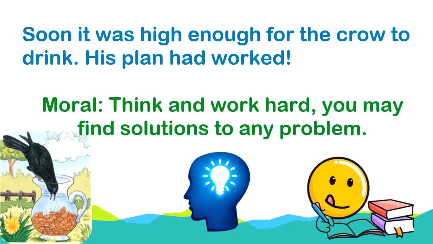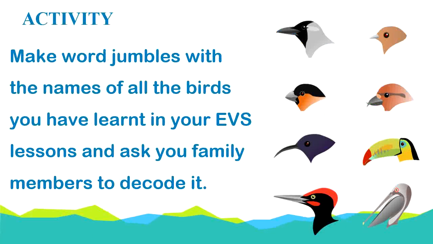Did you have fun reading the story? You can go back and read it again and see if you can solve all the jumbled words by yourself. Now let us think about an activity. You have to make word jumbles with the names of all the birds you have learned in your EVS lesson and ask your family members to decode it. Do you think your family members will be able to guess the names of the birds? Well, there's no harm in trying.